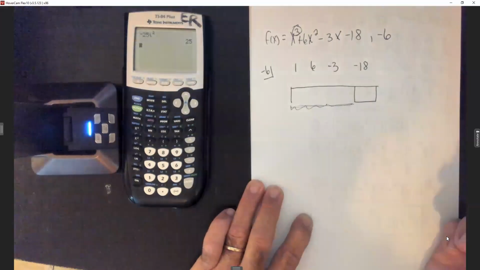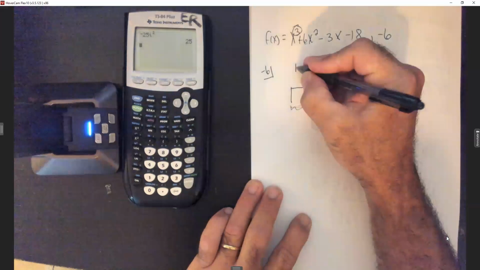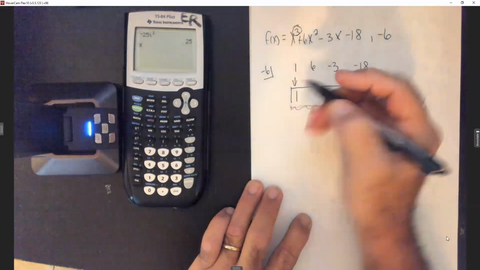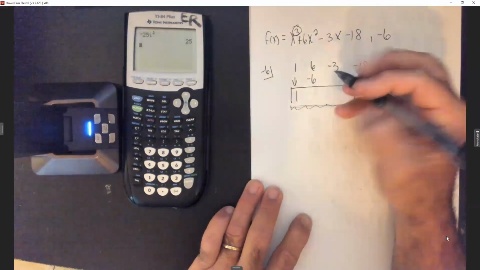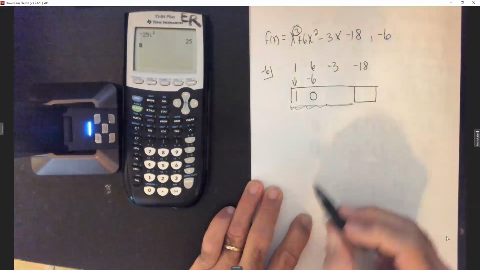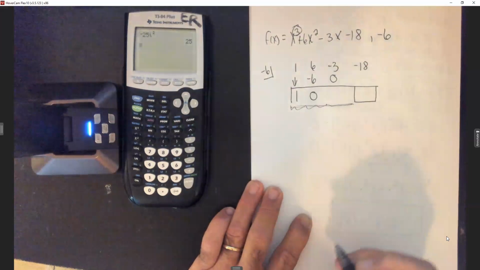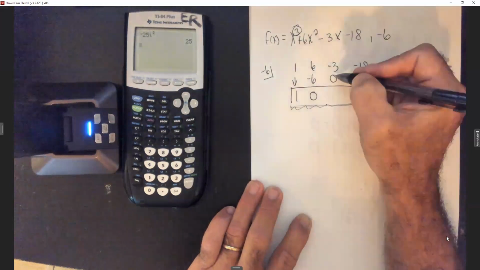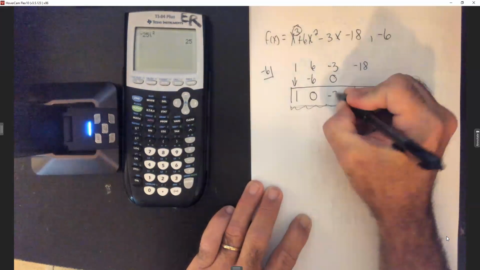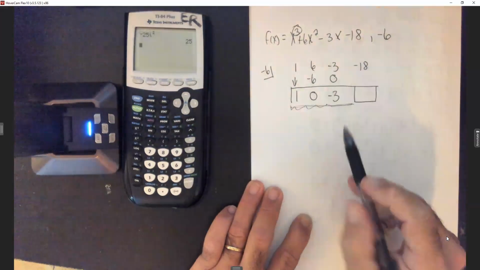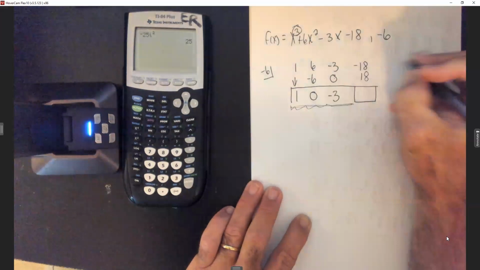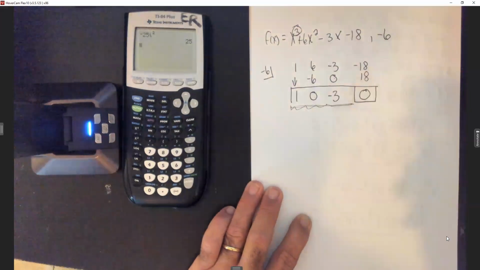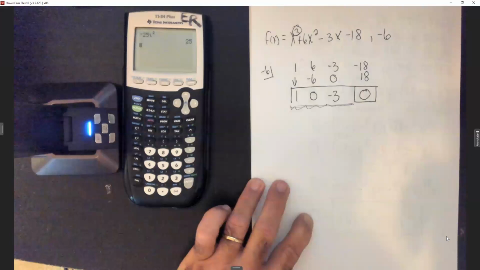Bring the 1 down. 1 times negative 6 is negative 6. 6 plus negative 6 is 0. 0 times negative 6 is 0. Negative 3 plus 0 is negative 3. And y'all watch this. Negative 3 times negative 6 is 18, which gives me a 0 remainder. So the main thing I was worried about was these three numbers here.